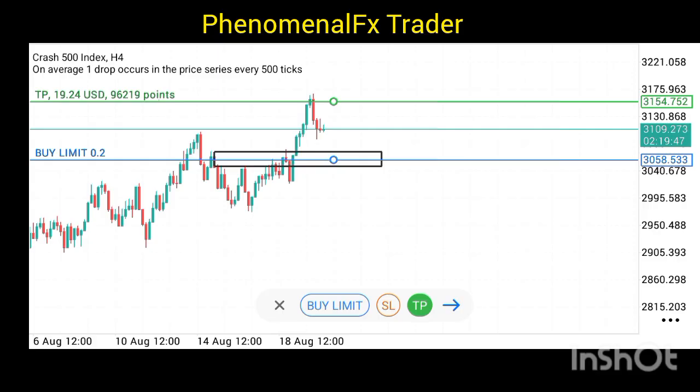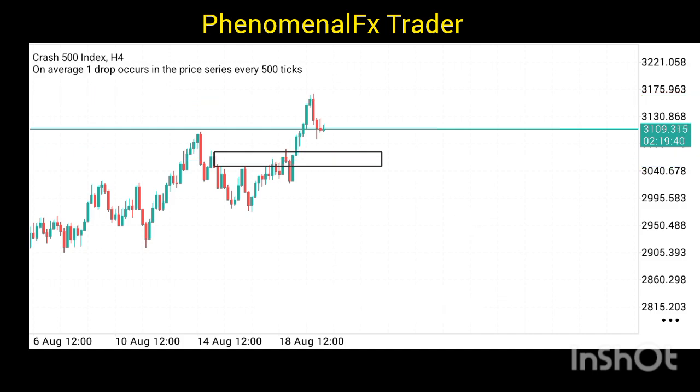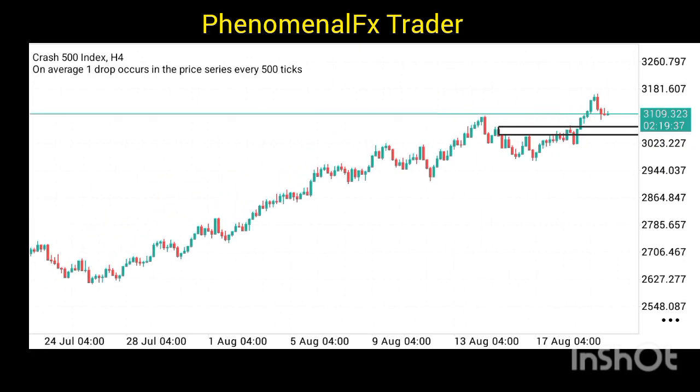These are the kind of setups you want to see, and be patient enough for the market to get to your zone. As it gets to the zone, wait for the confirmations. Once you see the confirmation, then take your trade. Do not panic, just take your trade.